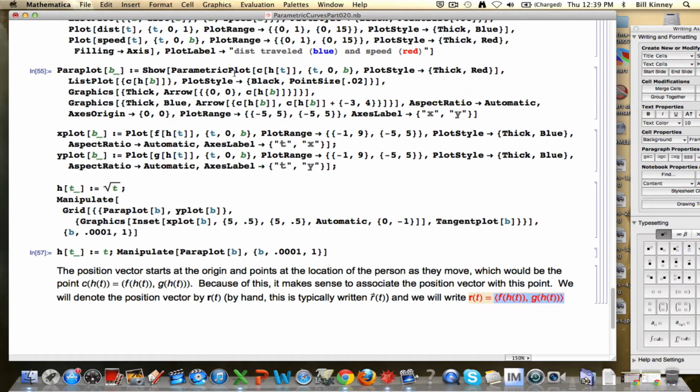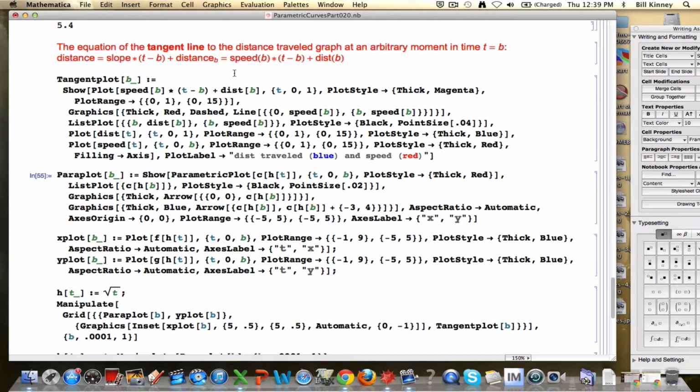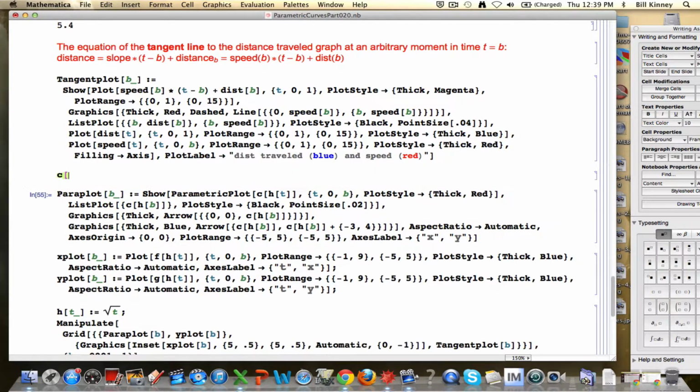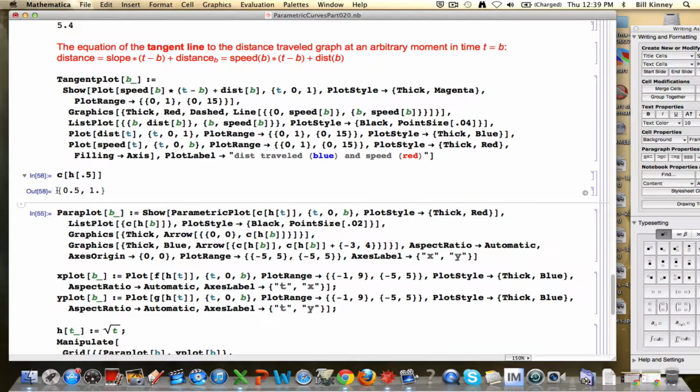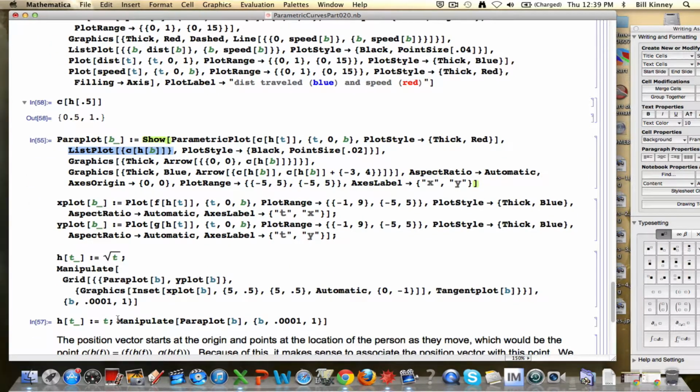How does Mathematica treat this distinction between points and vectors, points and arrows? It depends on what command you're using. Let's go back up here. ListPlot is a command that treats this thing, c of b, as a point. For example, when I plug in b equals 0.5, it gives me the point whose first coordinate is 0.5 and whose second coordinate is 1. And it plots that point. Of course, when I put a b in there and put it within a Manipulate down here, with b being the animation parameter, then it plots a bunch of points over time. It makes an animation.